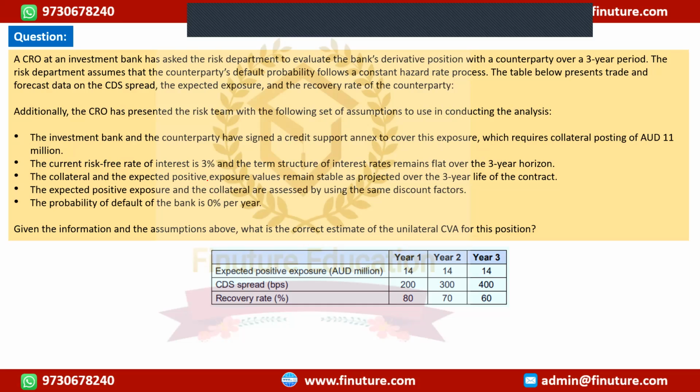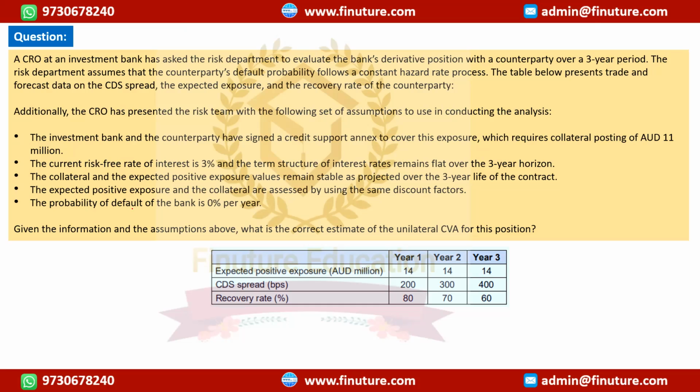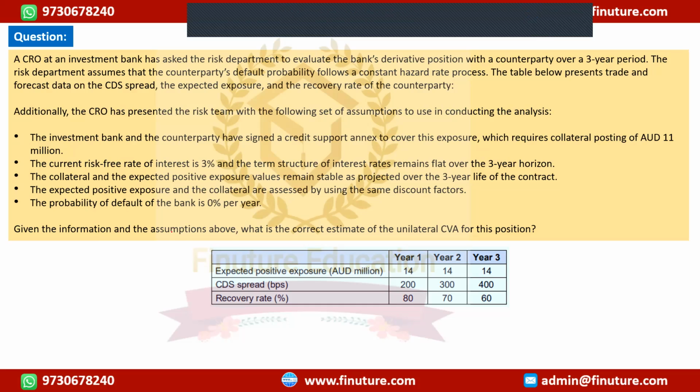The collateral and expected positive exposure value remain stable over the 3 year life of the contract, and the expected positive exposure and the collateral are assessed by using the same discounting factor. The probability of default of the bank is 0 per year. So eventually that's more for a DVA, not really for CVA, so this last point is not that relevant from the CVA perspective. Given the information and the assumptions above, what is the correct estimate for unilateral CVA for this position?